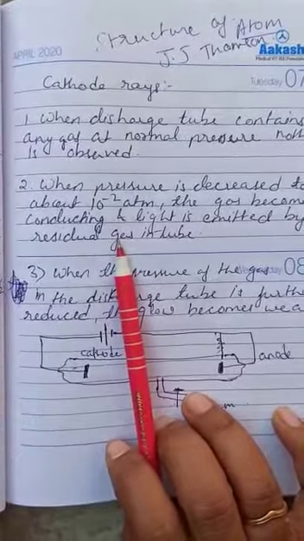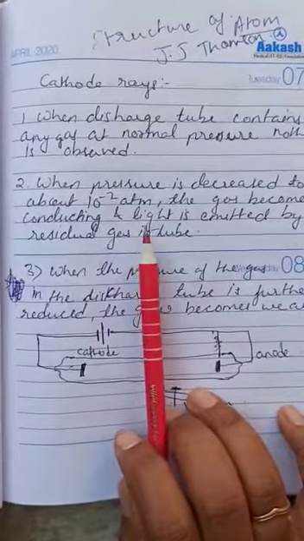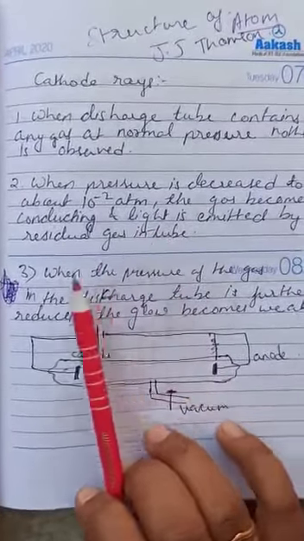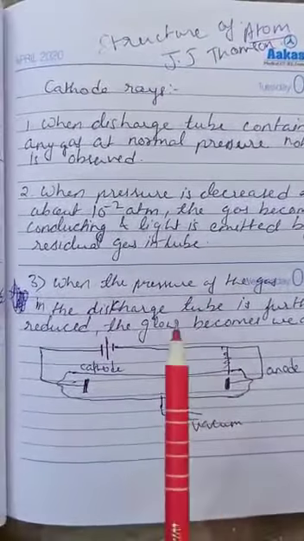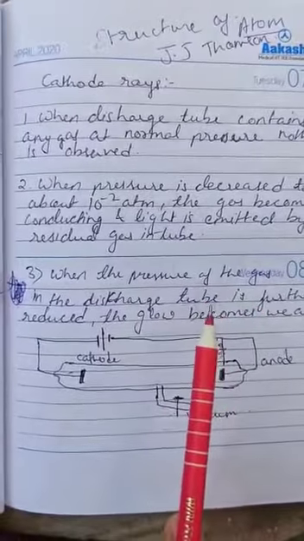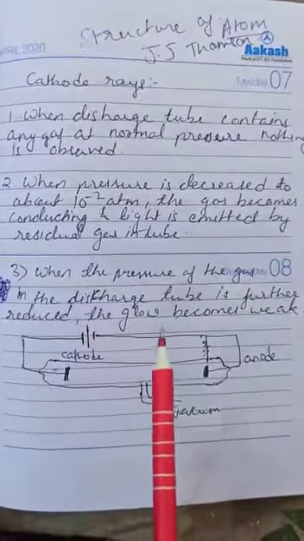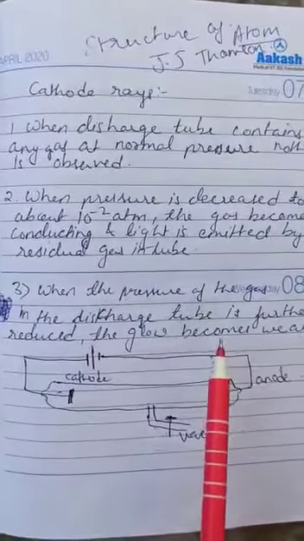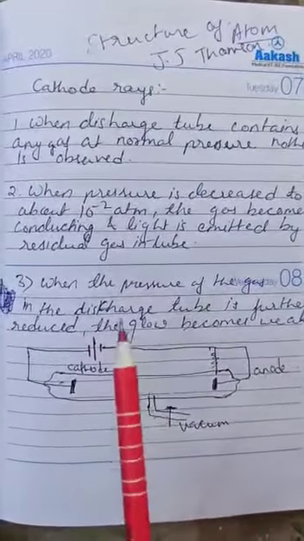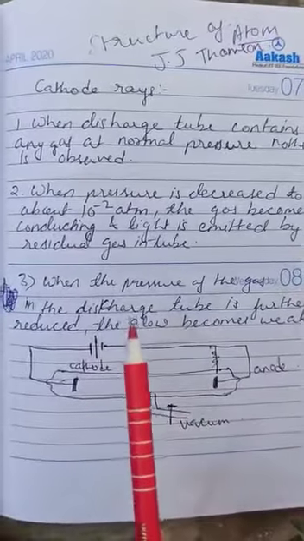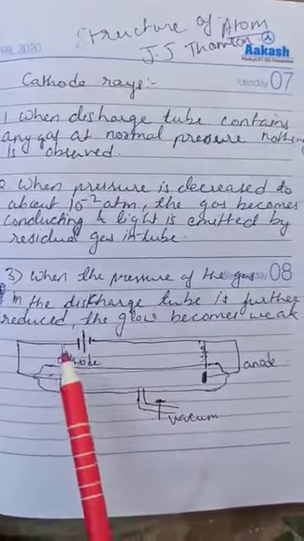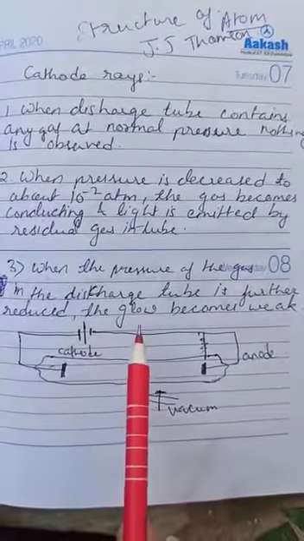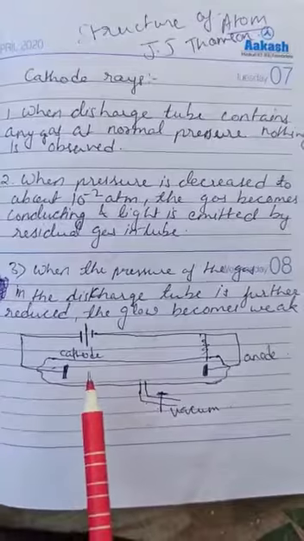So basically when the pressure was decreased, the gas became conducting and light was emitted. When the pressure was decreased further in the discharge tube, it was observed that the glow becomes weak, and on decreasing the pressure even further, the glow disappeared after some time. So these were the basic observations which were made during the discovery of the cathode rays.